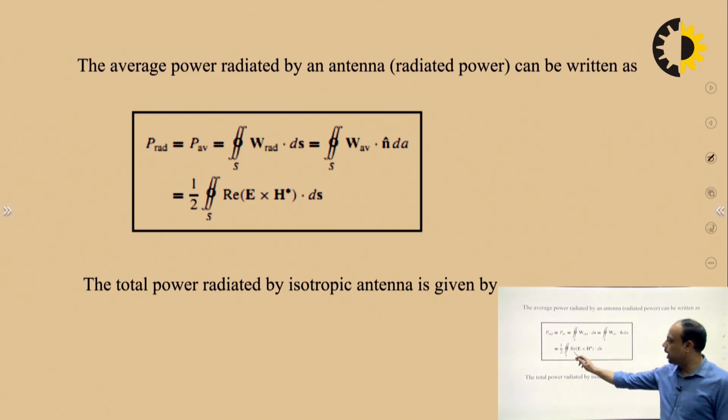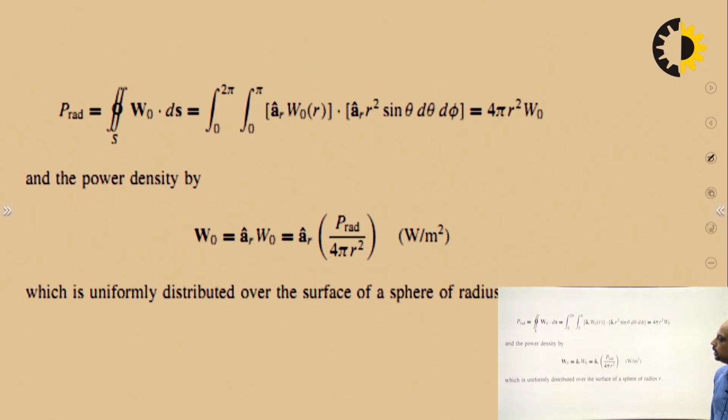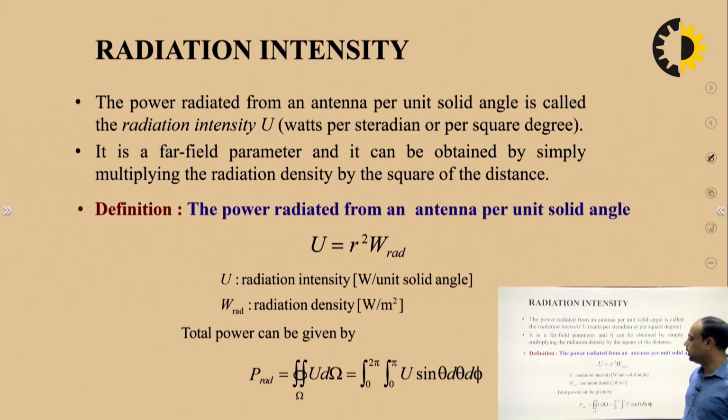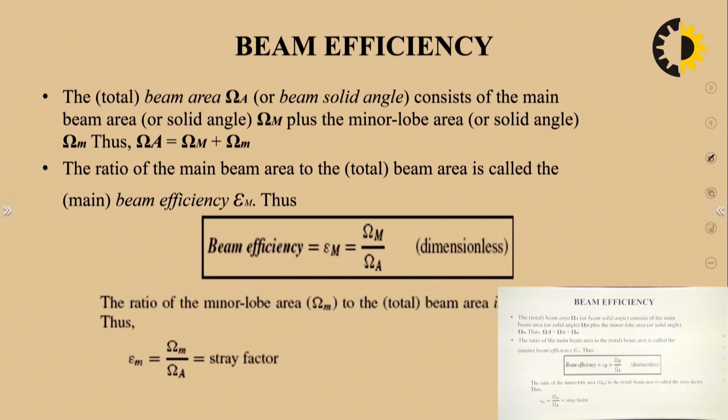It is represented by half of the real part of E cross H into the differential area of that section. So this is how we can calculate the power. Then the radiation intensity. Radiation intensity is equal to R square times the radiation density. Radiation density is watt per meter square, and this is watt per steradian. So these are related with the R square value only.